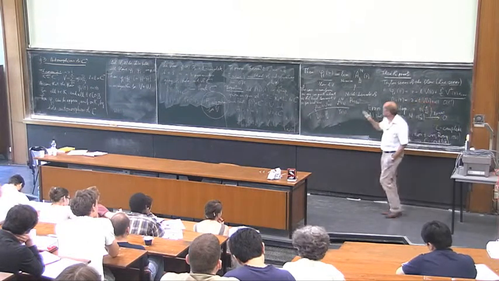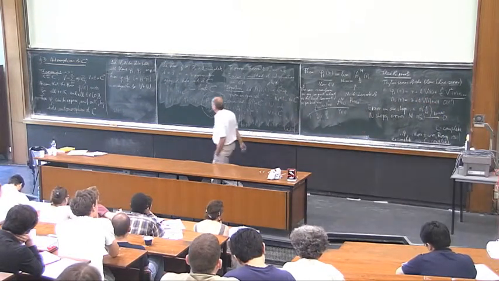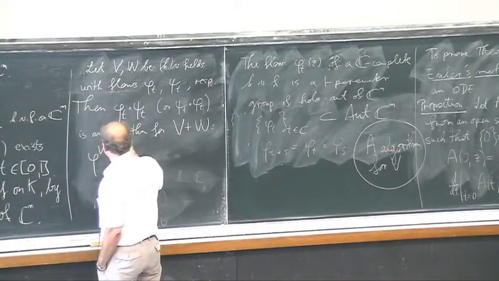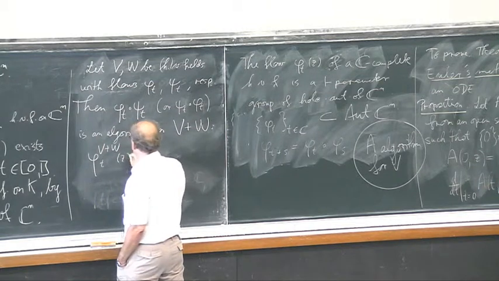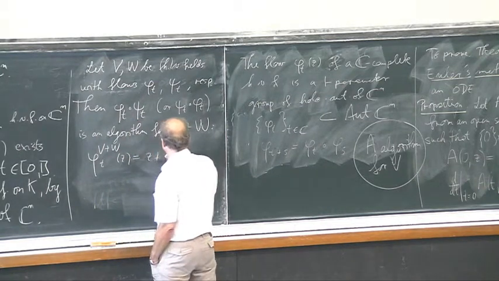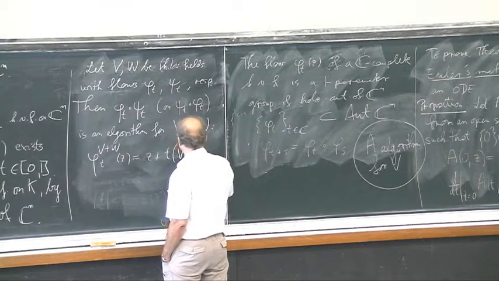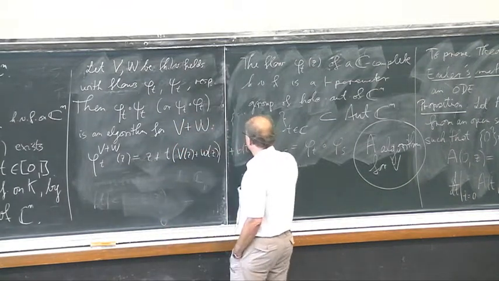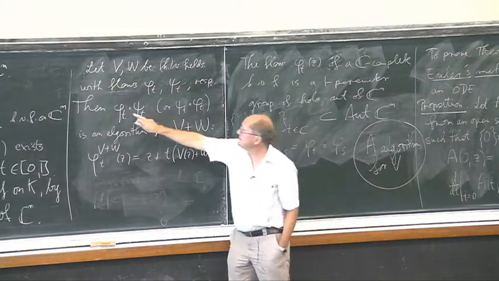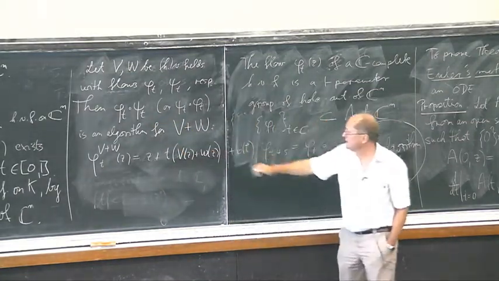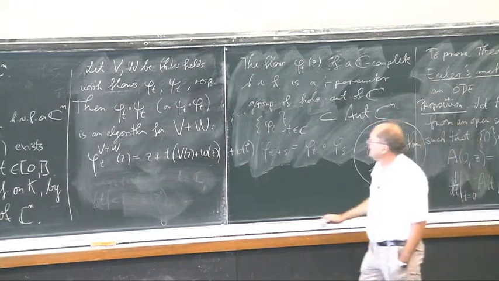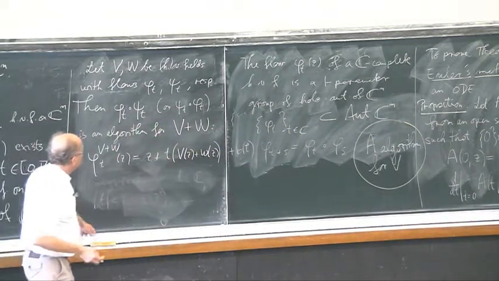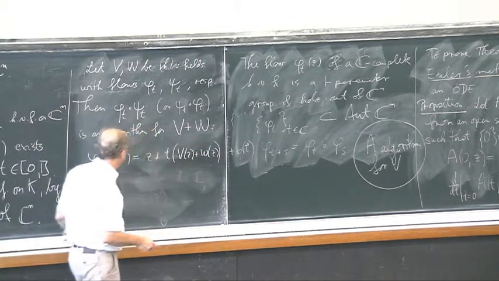So basically, it's immediate that the flow of V plus W at time t actually starts like this. And if you calculate this composition, it also has linear terms like that. OK. So you can easily get an algorithm for the sum. Of course, you can apply this to several factors.